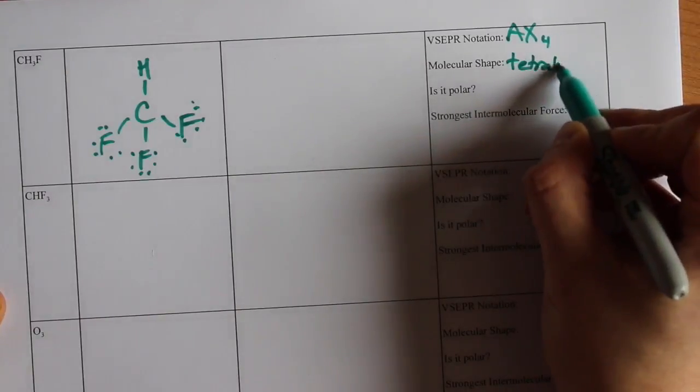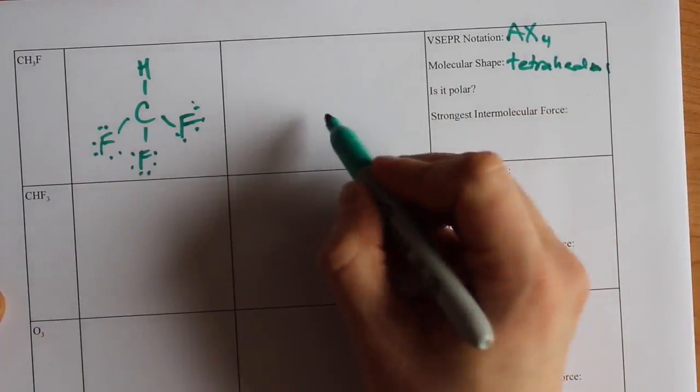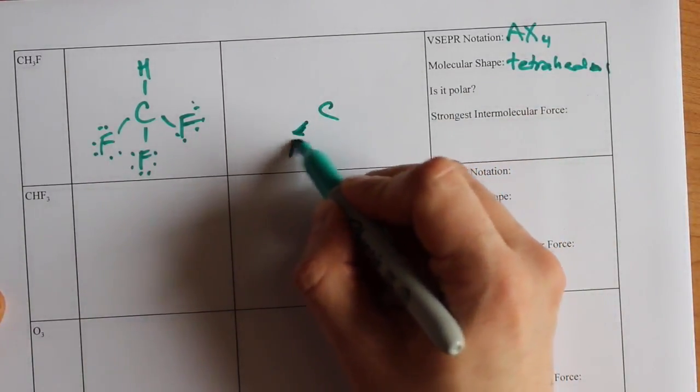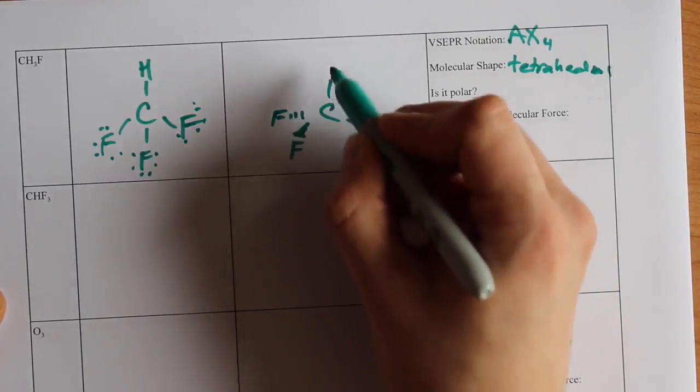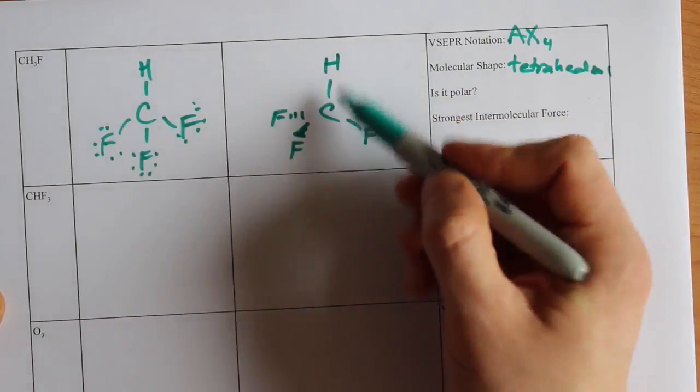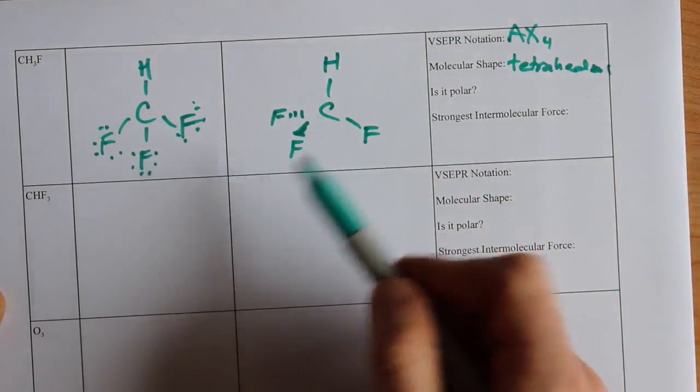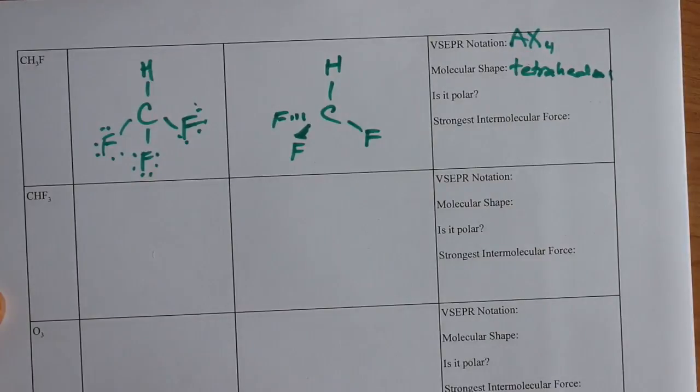It is tetrahedral again. Here we are. So I'm going to draw my 3D structure the same way I always draw it for tetrahedral. Two things in the plane of the page, H and F. My other two F's, one coming at you, one going away.